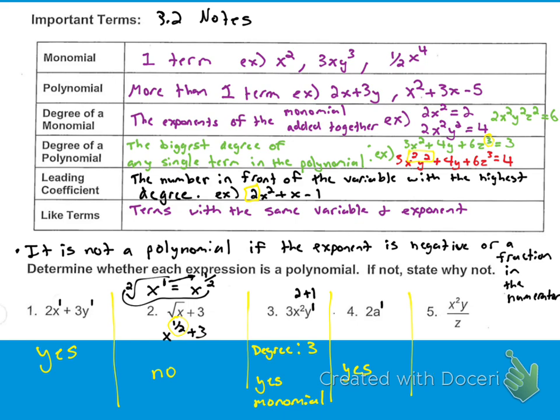Good. 5. Is 5 a polynomial? No, it is not. The reason why it's not is if you bring z up to the numerator, that makes that z to the negative first power. You cannot have negative exponents for it to be a polynomial. So that would be no there.